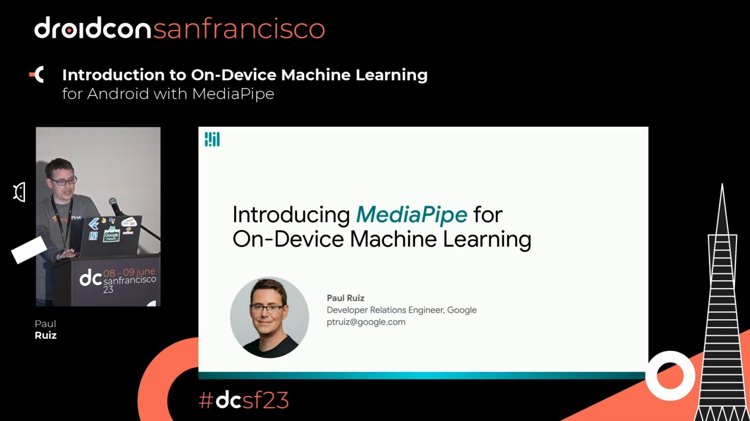Overall, my goal here today is just to make sure that you can walk away with a vocabulary around machine learning, know how to apply those concepts with MediaPipe, and then have an idea of where we are going with this with mobile in the future. That way you can actually add even more ML features to your apps.